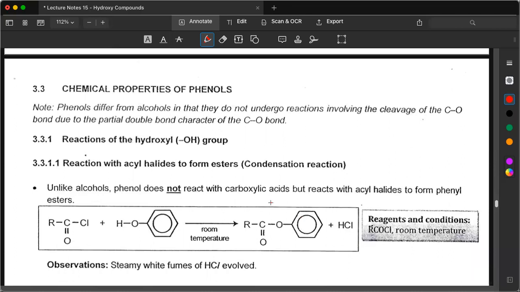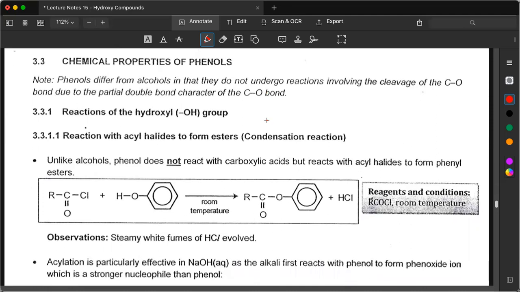The difference between phenol and alcohol is that they do not undergo reactions involving the cleavage of the C-O bonds due to the partial double bond character of the C-O bond. So we will explain why this is so.